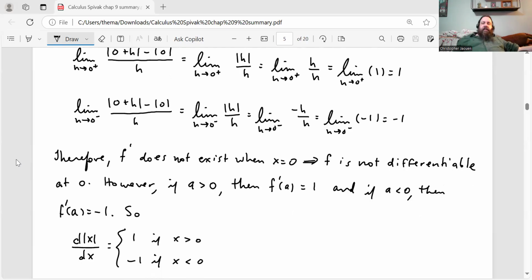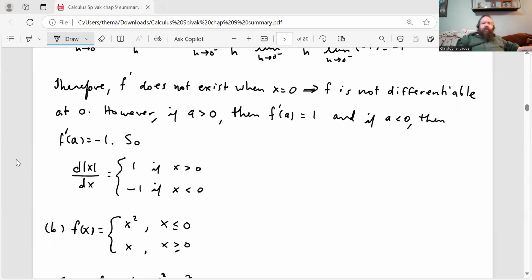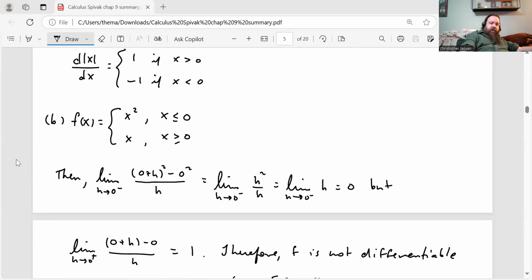And if a is negative, then f prime of a is negative one, again, because over that region of the x-axis, the graph looks like the line y equals negative x. So the derivative function for the absolute value is actually given as a piecewise function. It's one if x is positive, and it's negative one if x is negative, but it's not defined when x is zero.